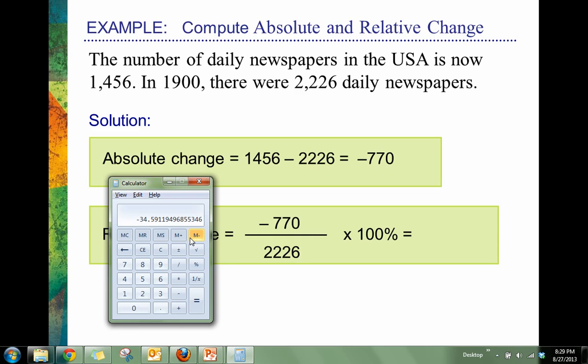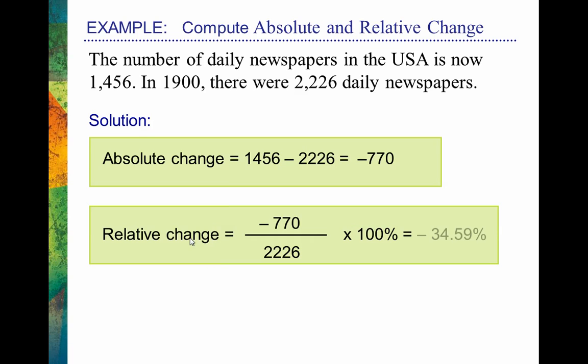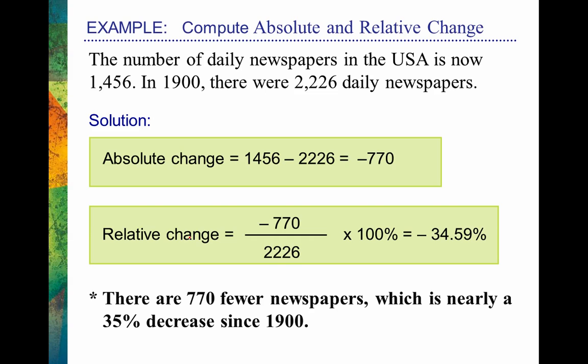So, talking about a decrease of nearly 35%. So how would we sum that up? There are 770 fewer newspapers. That's our absolute change, which is nearly a 35% decrease since the year 1900. All right, so there we have an example of absolute and relative change.